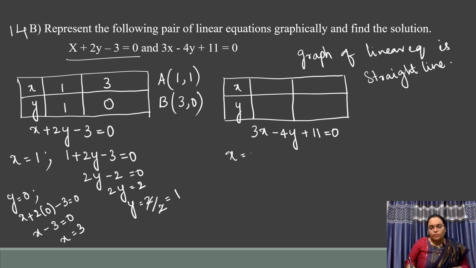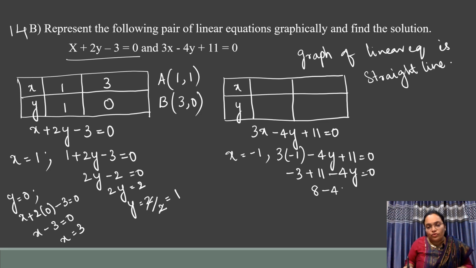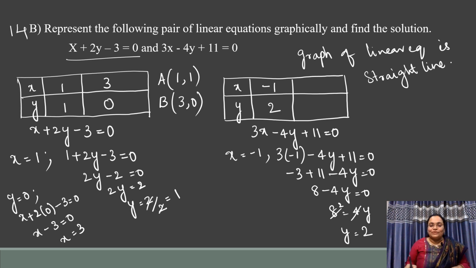If x is equal to minus 1, 3 of minus 1 minus 4y plus 11 is equal to 0. 8 minus 4y is equal to 0. 8 is equal to 4y. y is equal to 8 divided by 4, which is 2. 4 ones are 4, 4 twos are 8. Okay. So, when you take x is equal to minus 1, you got y is equal to 2.